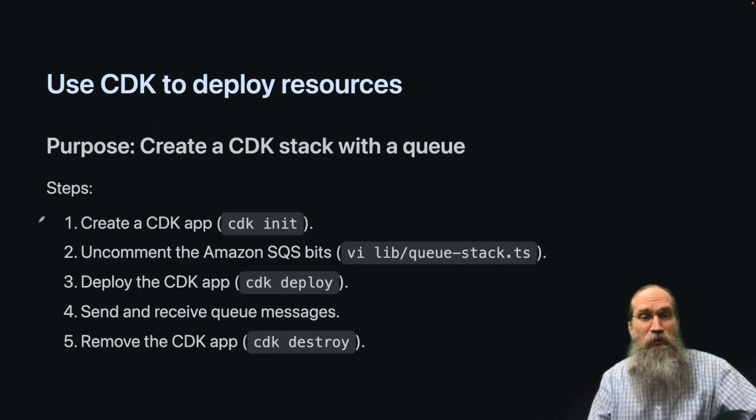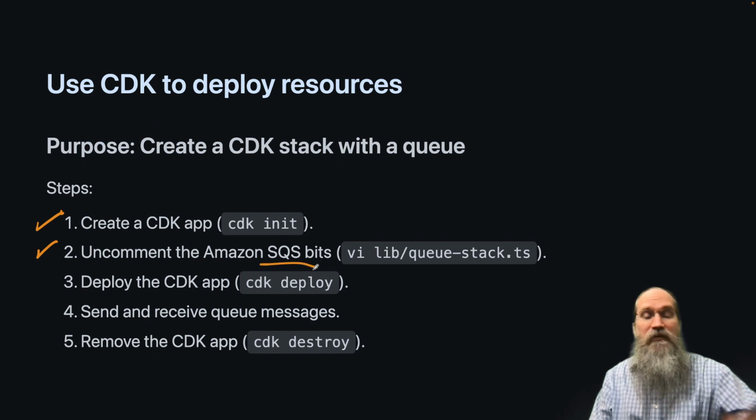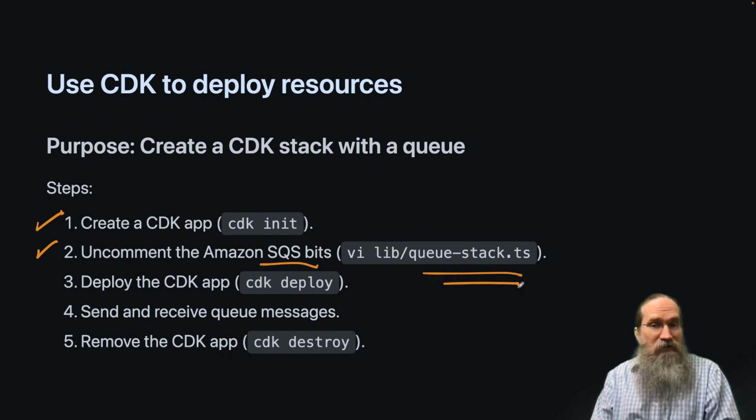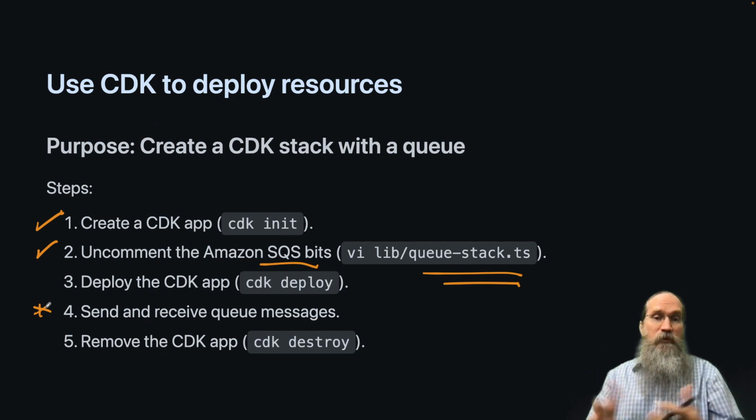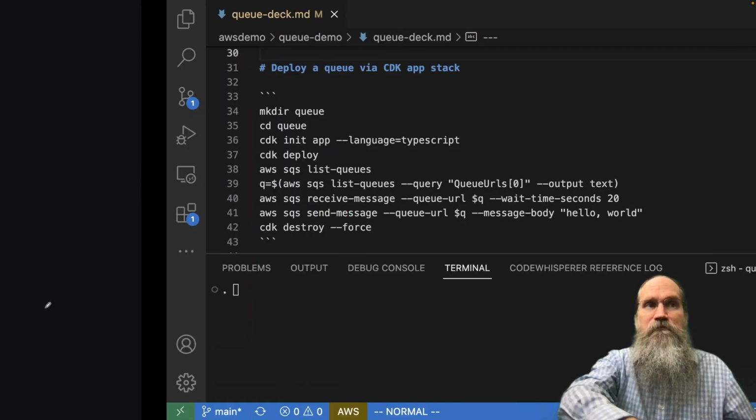So we're again going to start from scratch here with a CDK, but this time we're going to uncomment the SQS bits in that file, lib/qstack.ts, and then deploy the app, and then we can send and receive messages, which is why we would want to create a queue. Let's take a look.